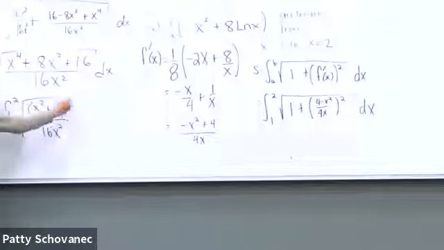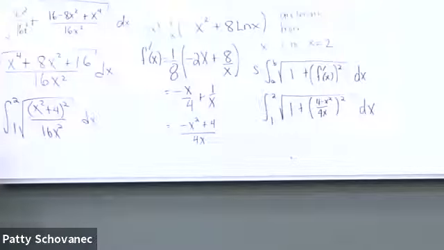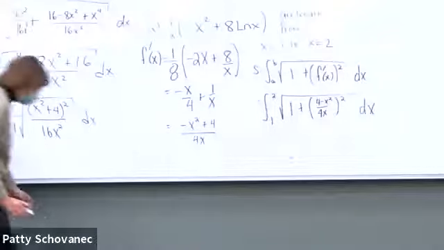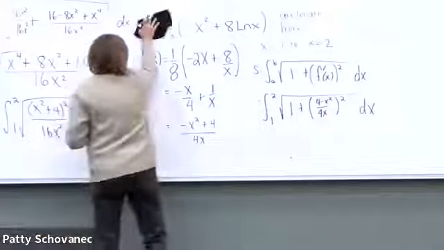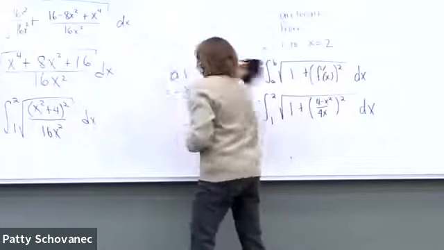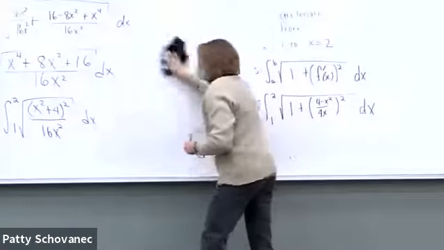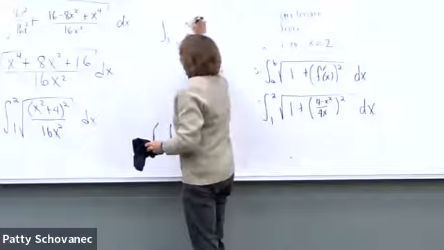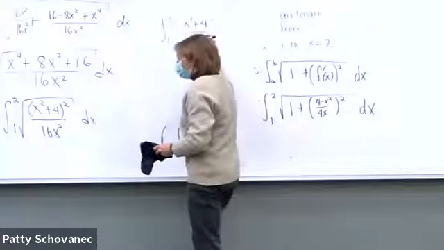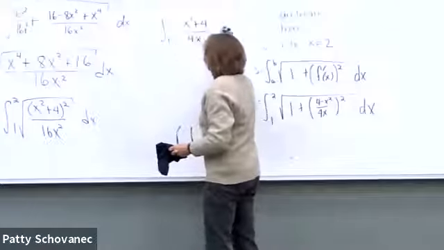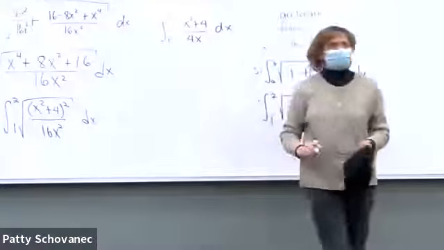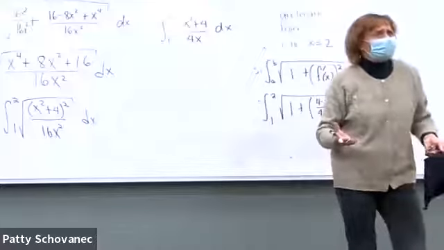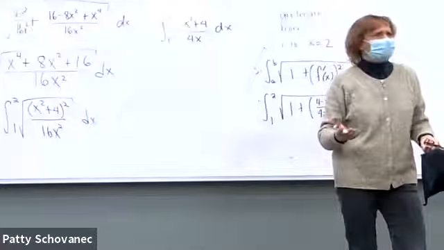And now I've got a perfect square on top, a perfect square on the bottom. We just take the square root of the top and the bottom. And then we should have something that we can integrate because the square root sign will be gone. What we'll have to integrate is x squared plus 4 divided by 4x. Agree? Now what? We can't integrate the way it sits there.